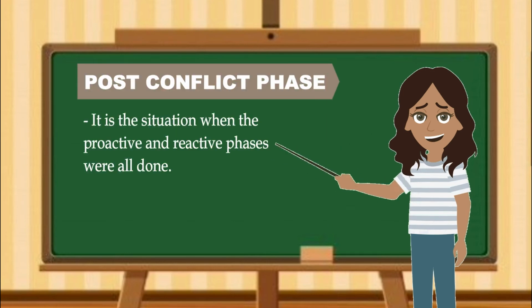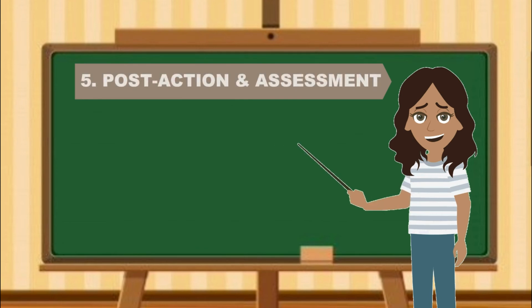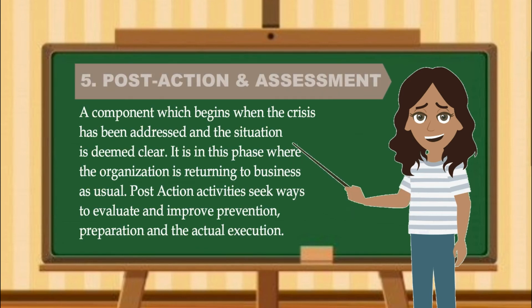It is the situation when the proactive and reactive phases were all done. Under this phase is the fifth component of 5 P's of incident management, the post-action and assessment. The post-action and assessment is a component which begins when the crisis has been addressed and the situation is deemed clear. It is in this phase where the organization is returning back to business as usual. Post-action activities evaluate and improve prevention, preparation, and the actual execution.